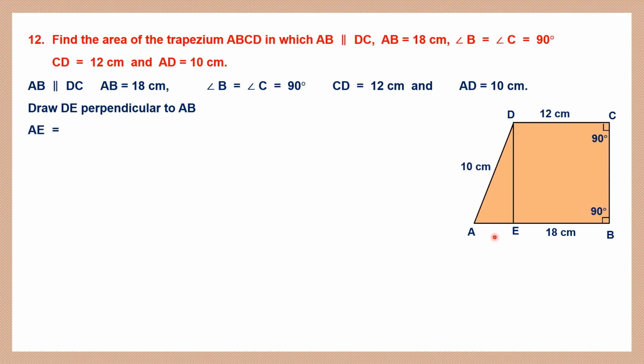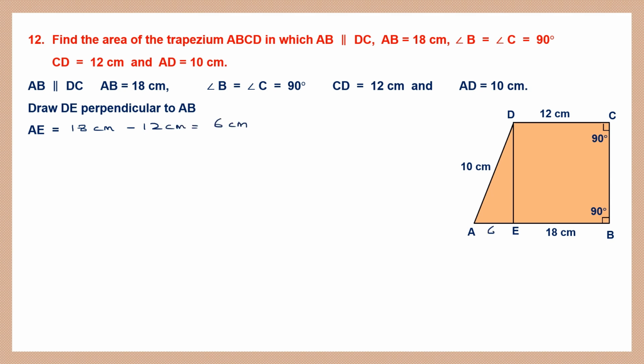So now we need to find the measure of AE. Why do we need to find this measure? If we find the measure of AE, we can use this measurement and this measurement and find the measurement of DE by using the Pythagoras theorem. Now how do we get the measure of AE? AB is 18 centimeters, EB is 12. So if you do 18 minus 12, you will get this. So that is 18 centimeters minus 12 centimeters, and that is equal to 6 centimeters.